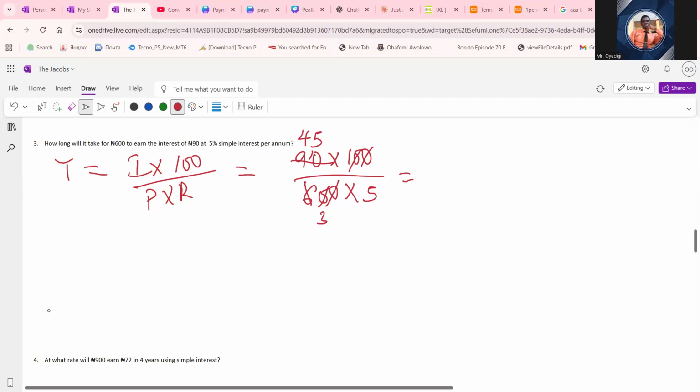So let's go for 3 also. 3 here, 1. 3 in 45, 3 in 4 is 1, remainder 1. 3 in 15 is 5. So 5 here, 1. 5 here is 3. Our answer is 3 years. That's our answer, 3 years.